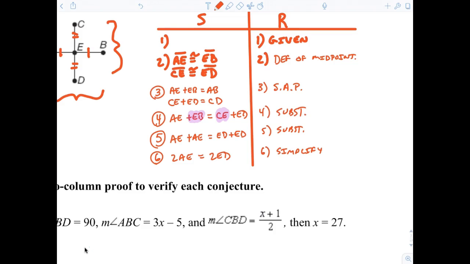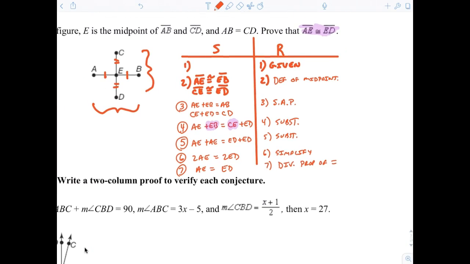Now we can do what? I think you would divide, right? So we would say AE is equal to ED, correct? And that is the division property of equality. Now, again, here's where I'm looking at. You know what I'm saying?